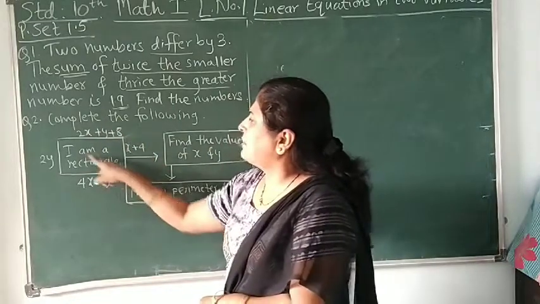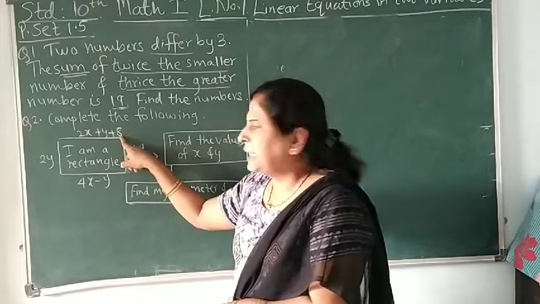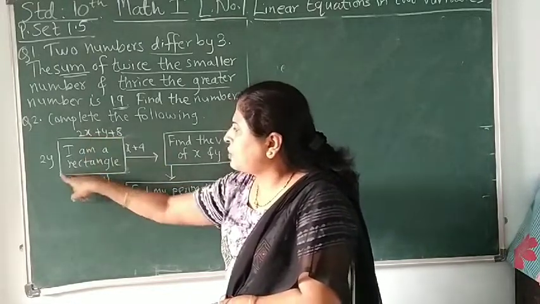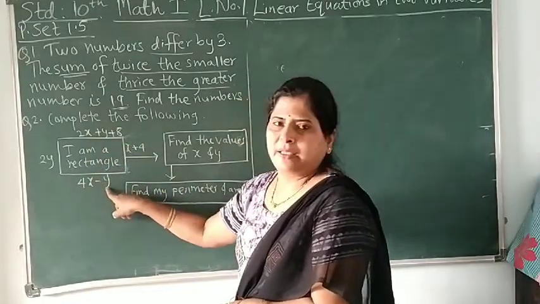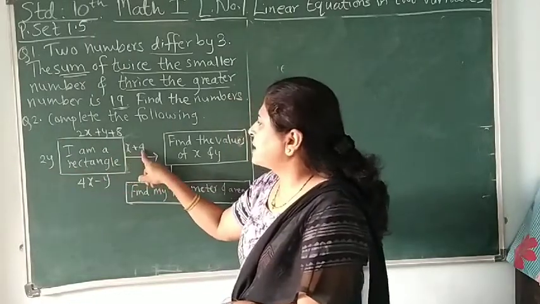Here in the box given, it is a rectangle. And this side, we can call it as length. It is given 2x plus y plus 8. And here the opposite side is also length. We know the lengths of the rectangle are equal. Here it is given 4x minus 1. And here the breadth is given as 2y. And here it is given x plus 4.